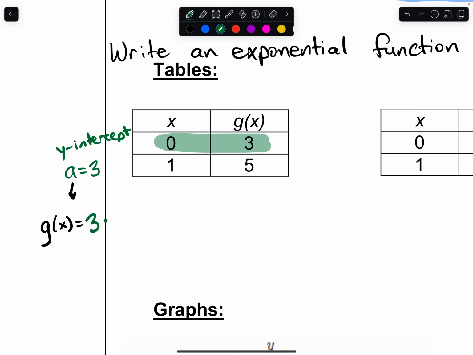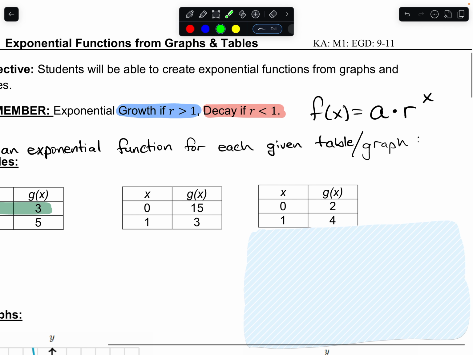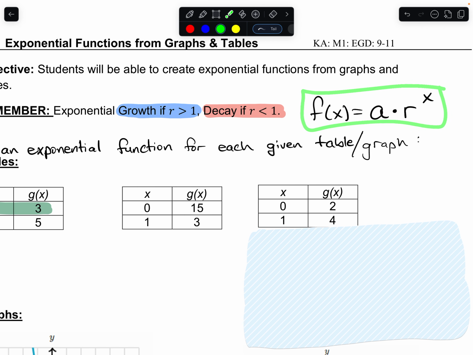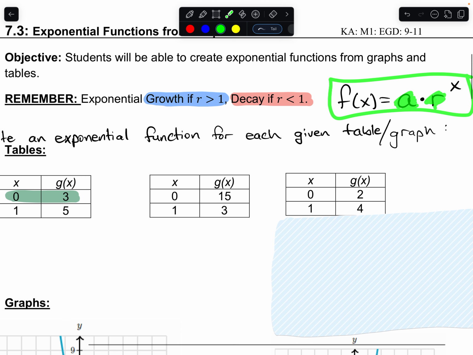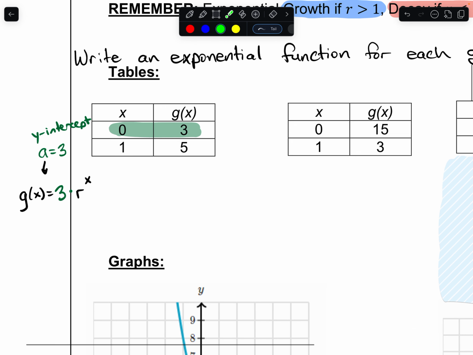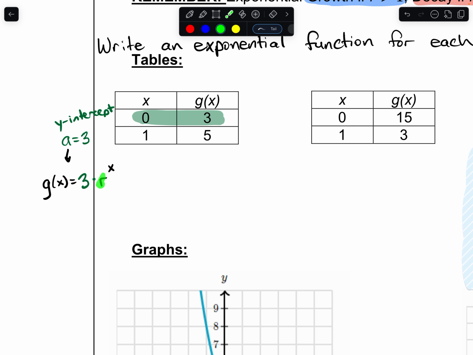Our function is going to be 3 times some r number to the power of x. The problem is we don't know what r is yet. And again, when you write your exponential function, I need you to give me a number for a and a number for r. They can't stay a or r. So we're halfway there. How do we find r, though? Well, we're going to use this second point that we're given to find r.